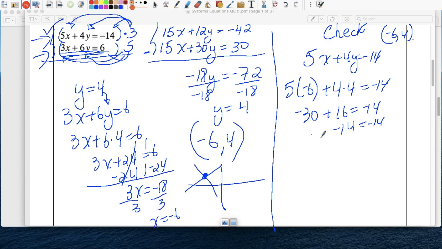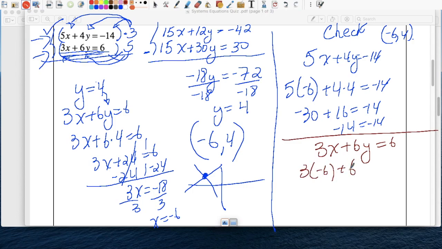Now, do the same thing for the second equation. 3x plus 6y equals 6. I'm going to plug in again. 3 times negative 6 plus 6 times 4. 3 times negative 6 is negative 18. 6 times 4 is 24. And you indeed get that 6 equals 6. So this point right here, negative 6, 4, the point of intersection of the two lines, satisfied equation 1, satisfied equation 2.